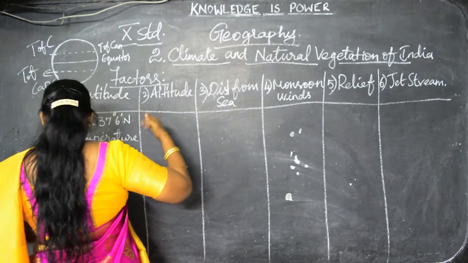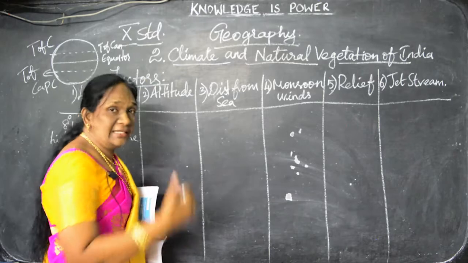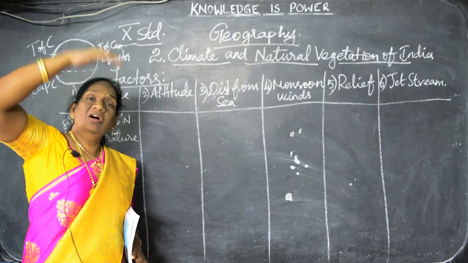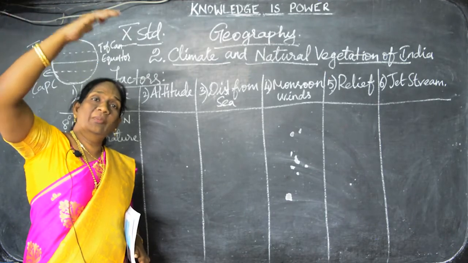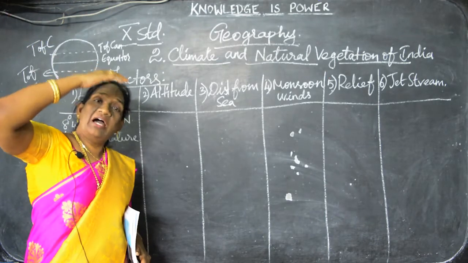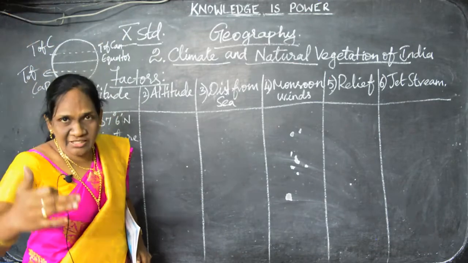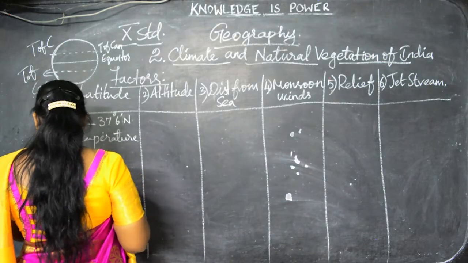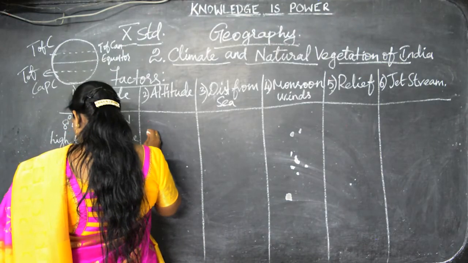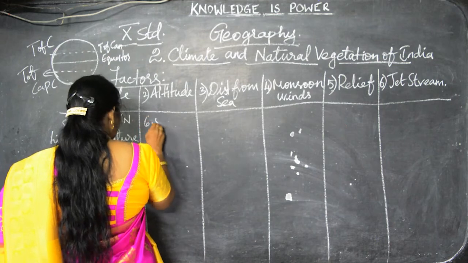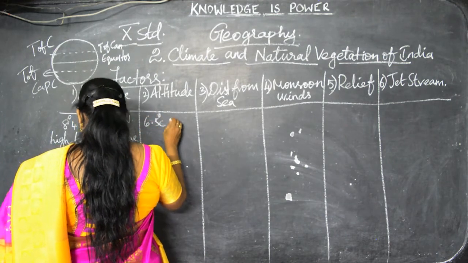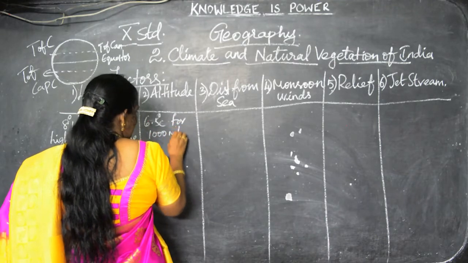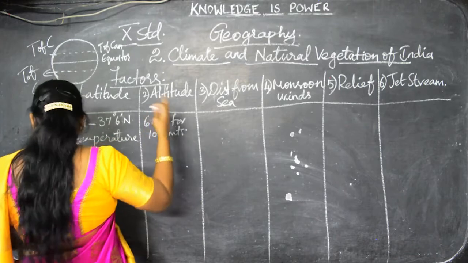As the altitude increases, the temperature decreases. The altitude increases na நம்ம height போக போக. If the height increases, the temperature will decrease. Understand? And we have the rate of 6.5 degree C for every 1000 meter. 1000 meter க்கு 6.5 degree C நம்மளுக்கு height ஆயிட்டே இருக்கு.